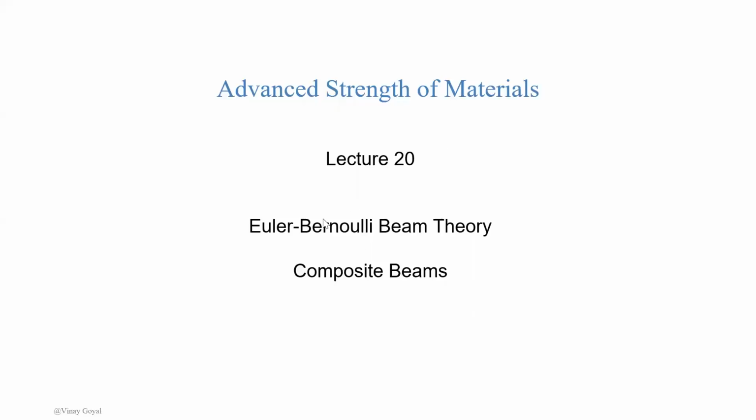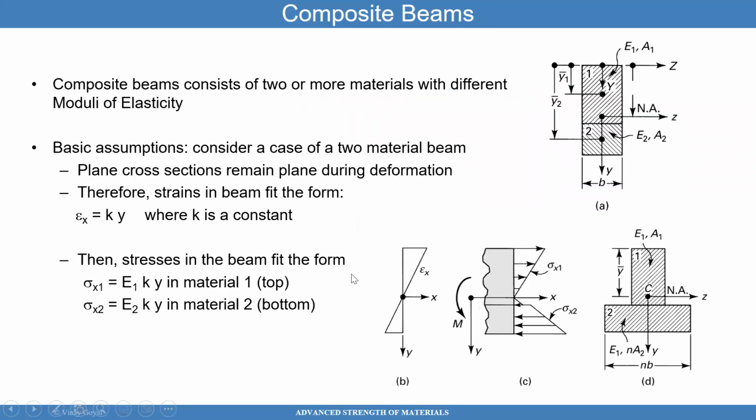In this next lecture, we'll be covering composite beams. So I have two beams. Basically, a composite beam is a beam that consists of two or more materials. In this case, you can see that I have a beam that's comprised of portion 1 and portion 2. These two materials could be different, and they could have different areas as well, A1 and A2.